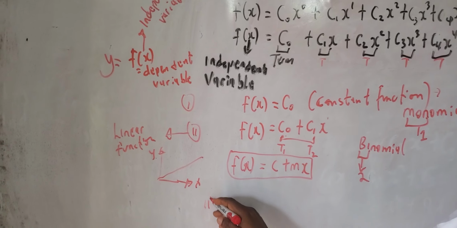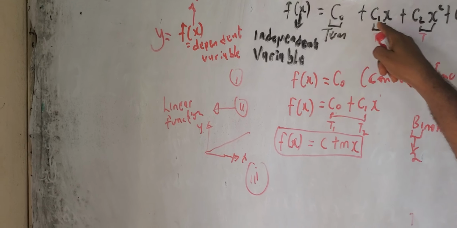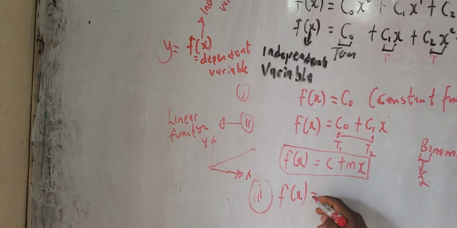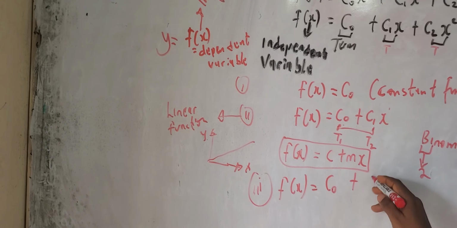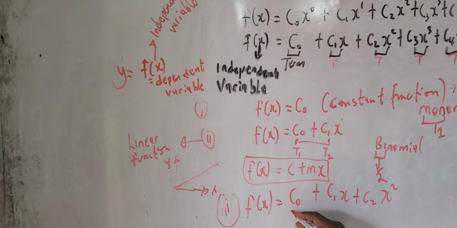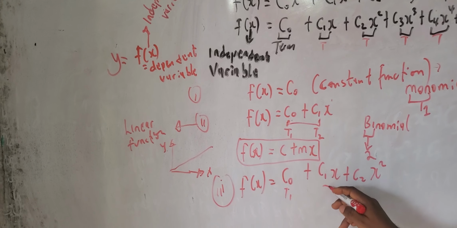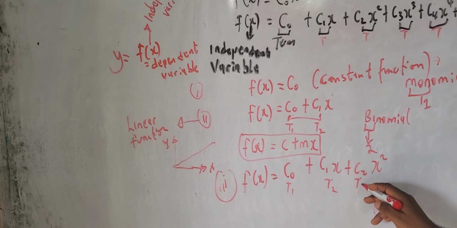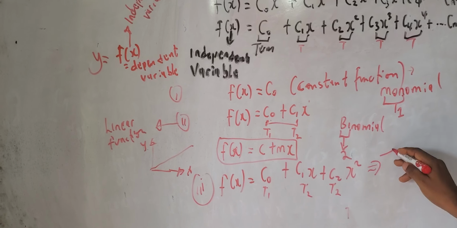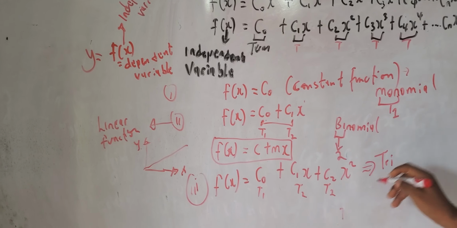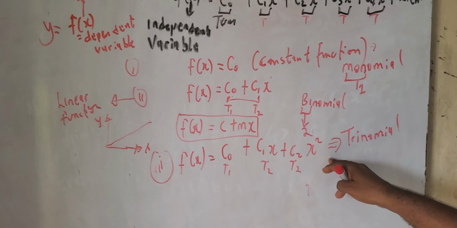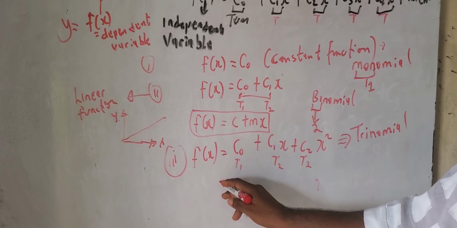Then, if I pick 3 terms, I pick this, and this 3 times, I will have f of x is equal to c0 plus c1x plus c2 x raised to the power 2. I'm having first term, second term, and third term. So I'm having 3 terms. From the word in science, tri simply means 3. So this one can be called trinomial.